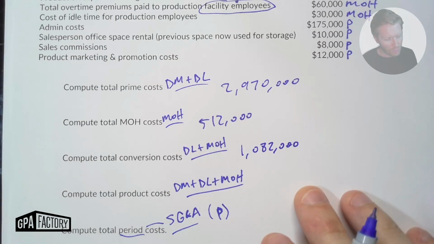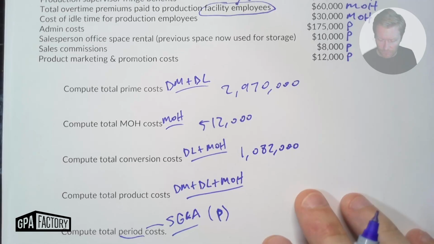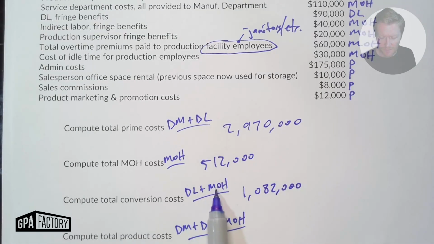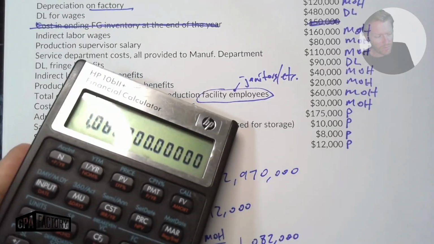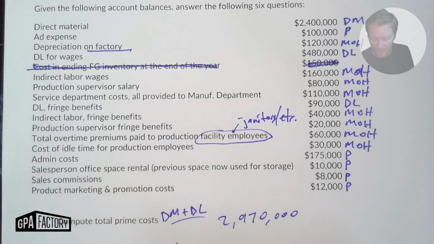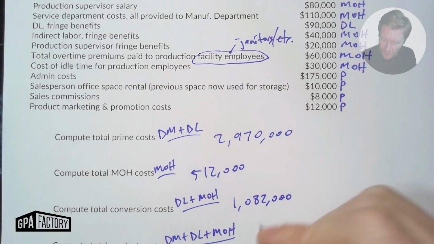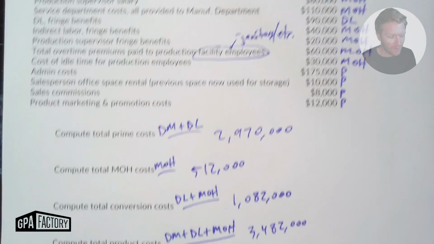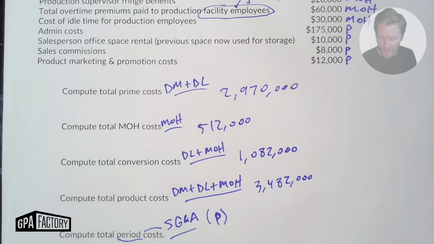And compute total product costs. You can just take that direct labor plus manufacturing overhead, add direct materials. We got the 1,082,000 that we're going to then add 2.4 million. We got 3.482 million. And then we add up all of our period costs.